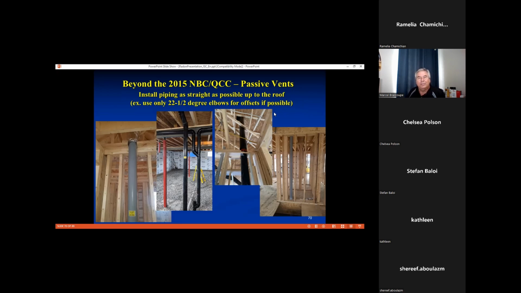So again, the trick here: passive vent as straight as possible. And we recommend using only 22.5-degree elbows for the offsets. So if you have to go from one wall on the first floor and offset maybe a foot to go underneath the wall or through a wall on the second floor, as much as possible, 22.5 degrees. That's the ideal.